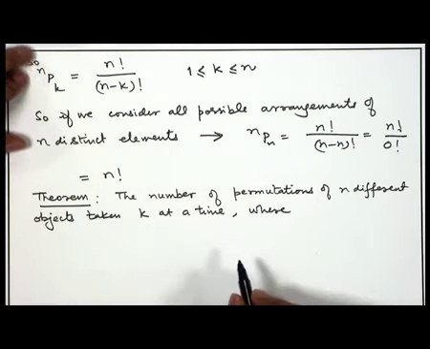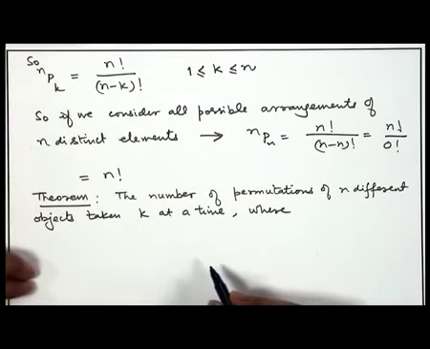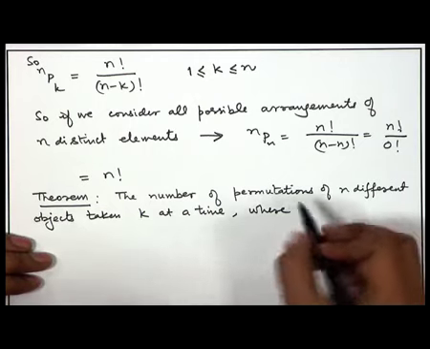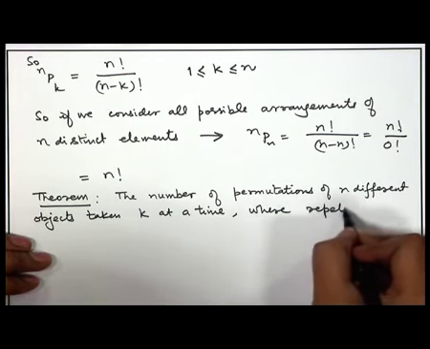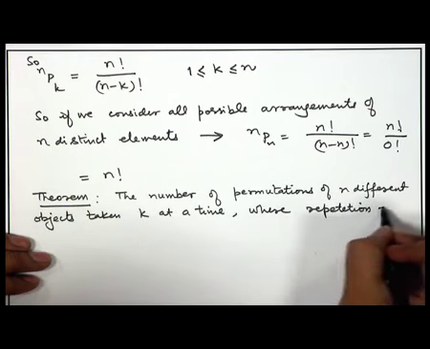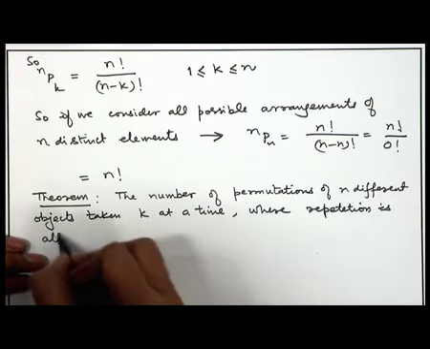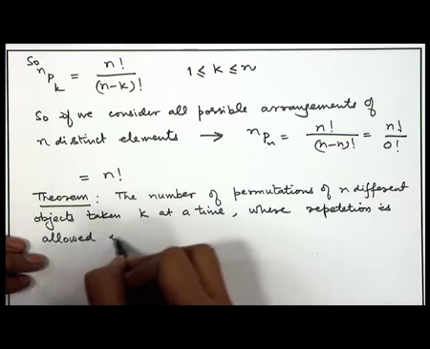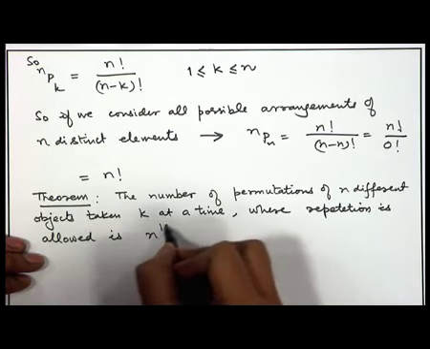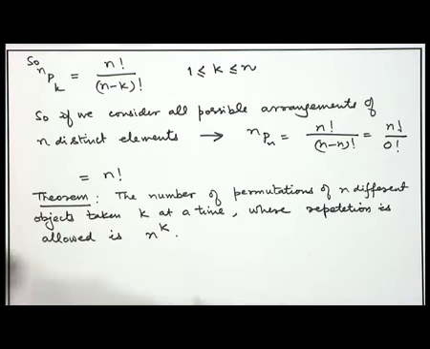So, the number of permutations of n different objects taken k at a time, where repetition is allowed, is n to the power k. Because in the first place I can consider n, in the second place any n, because repetition is allowed. So, n into n k times. So, it becomes n to the power k.